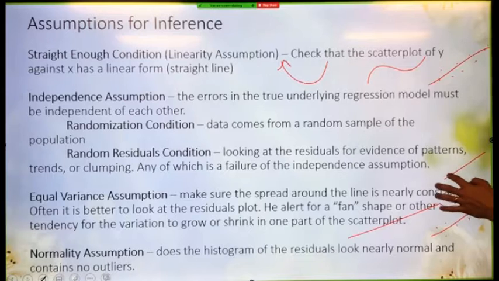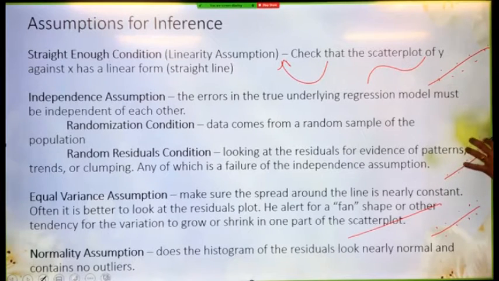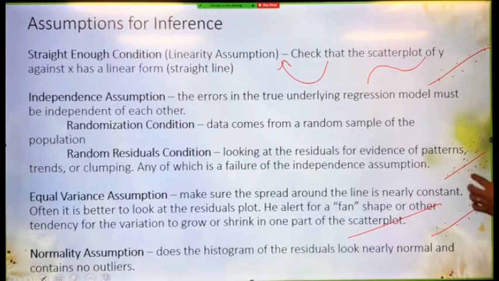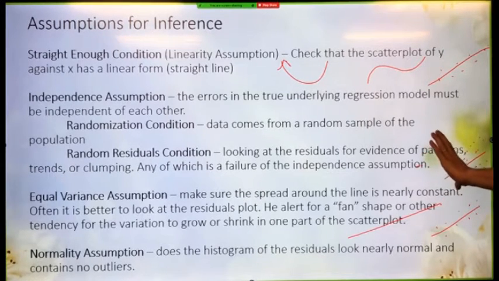I don't want to see something that goes away like this. This is what it means by a fan. It's small residuals here and then they increase, or vice versa. I could have a fan with large residuals out here and then it decreases. So we don't want any of this. We want it to be fairly consistent.